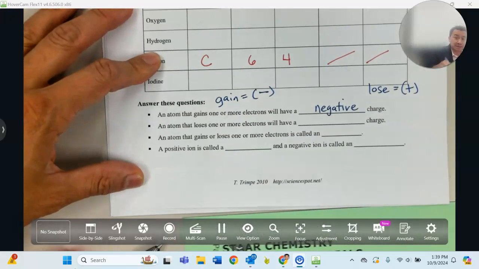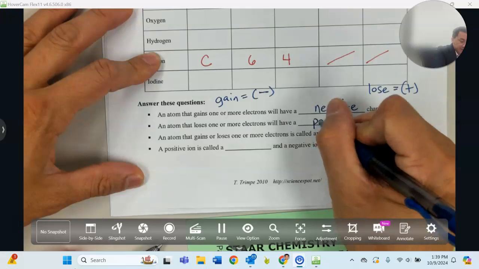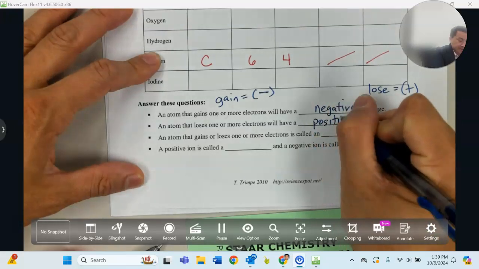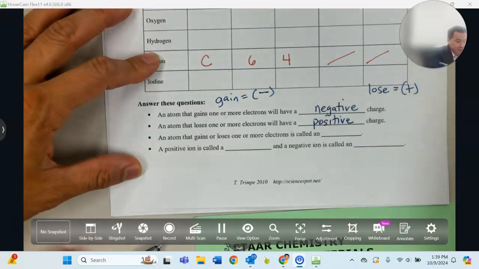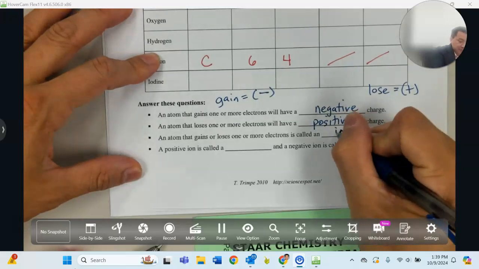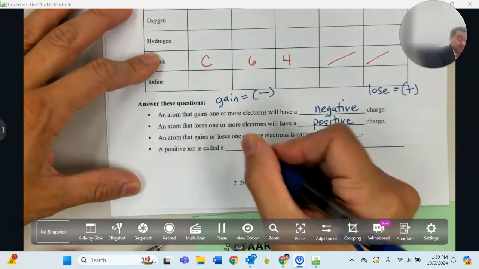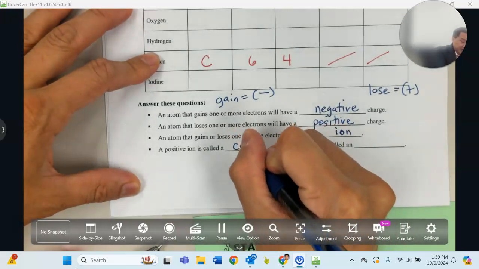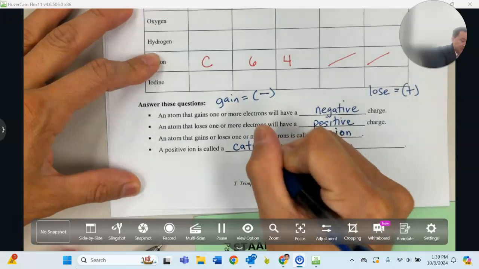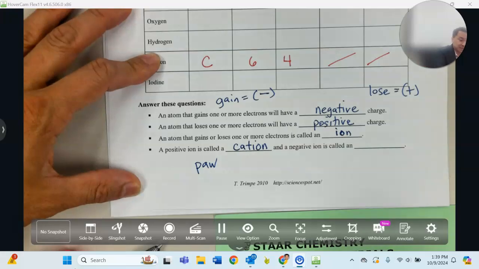All right. So an atom that loses one or more electrons will have a positive charge. An atom that gains or loses one or more electrons is called an ion. Recall, this is just review. A positive ion is called a, oh, we've seen this word, cation.